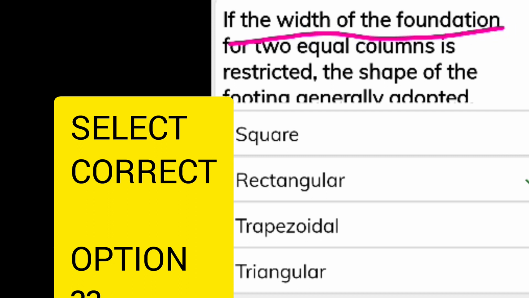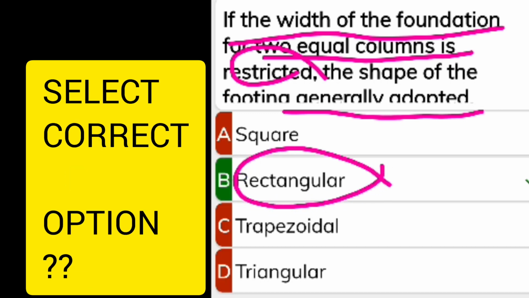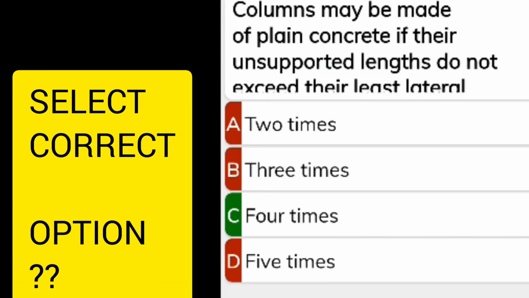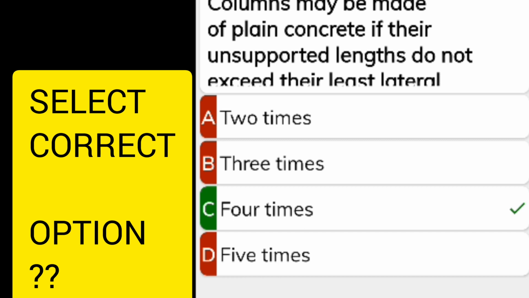If the width of the foundation of two equal columns is restricted, the shape of the footing is generally square, rectangular, trapezoidal, or triangular. Your correct answer is rectangle. When the two equal columns, the width is restricted. Columns may be made of plain concrete if their unsupported length doesn't exceed their least lateral dimension by 2 times, 3 times, 4 times, 5 times. So your correct answer is option C.